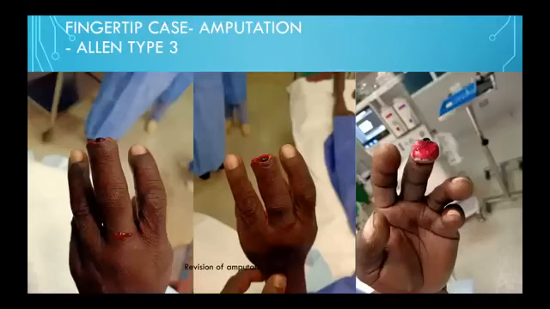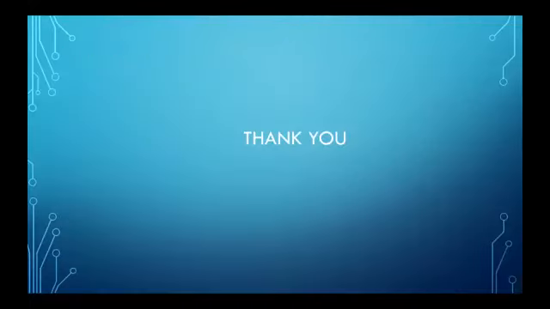Then of course there are those that you may not be able to reconstruct. It's acceptable to actually revise, like some of the type 3 and type 4 injuries, unless you have capacity to perform microvascular surgery, which most of us will not have as orthopedic surgeons. Thank you.